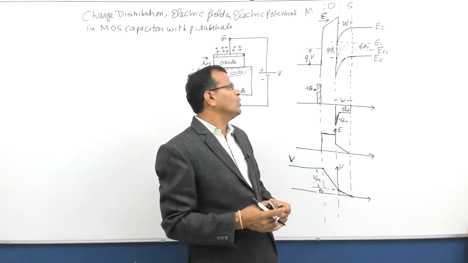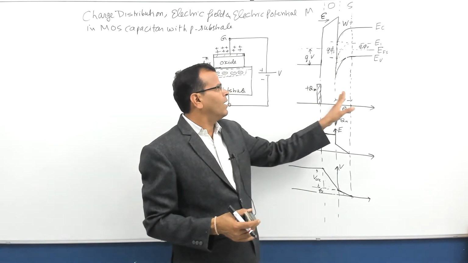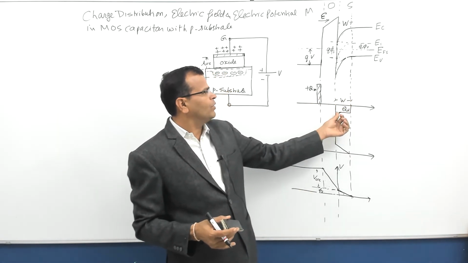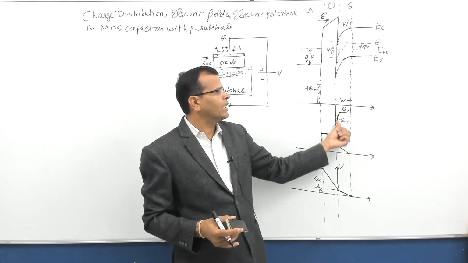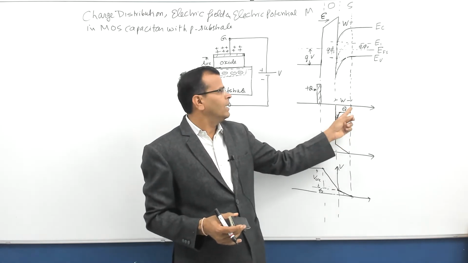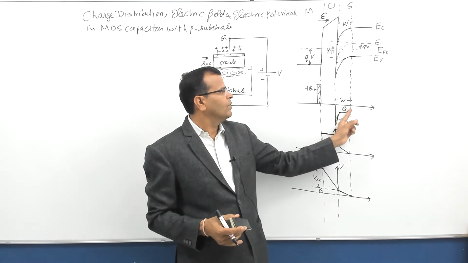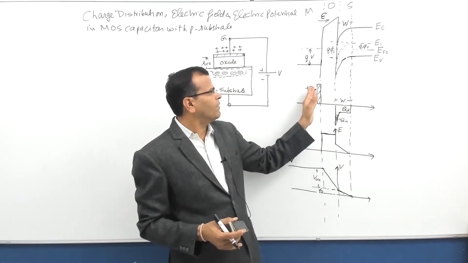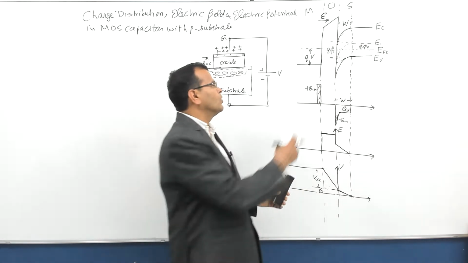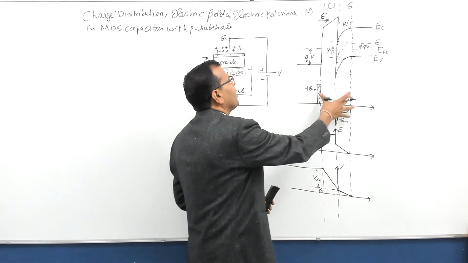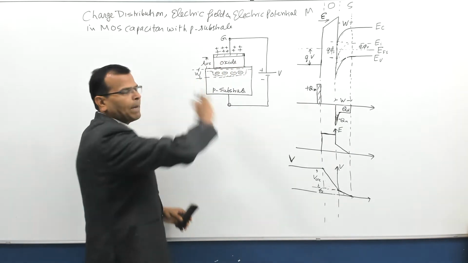Fine. So on the semiconductor side, I don't have a uniform distribution. Rather, at the boundary, I have the peak negative charges because of electrons. Then I have the bound charges of acceptor atoms. On the left hand side, I have the positive charges on the metal plate. So this is the charge distribution in the MOS capacitor.